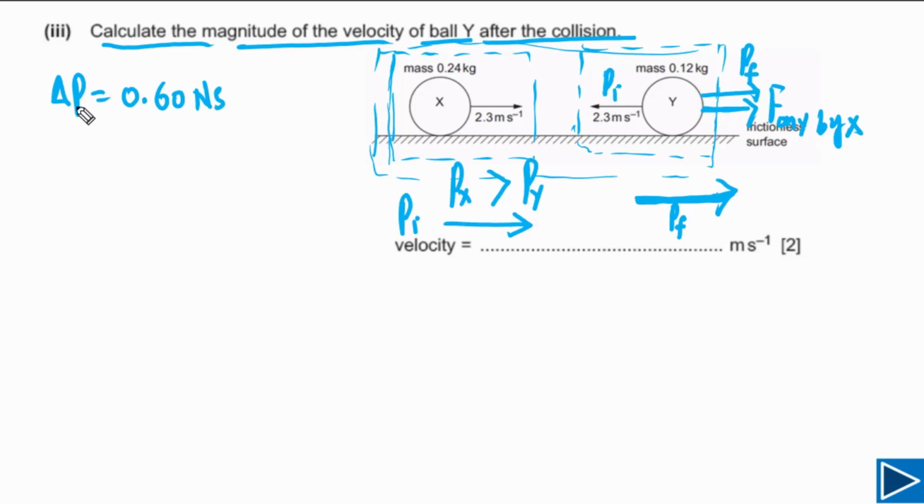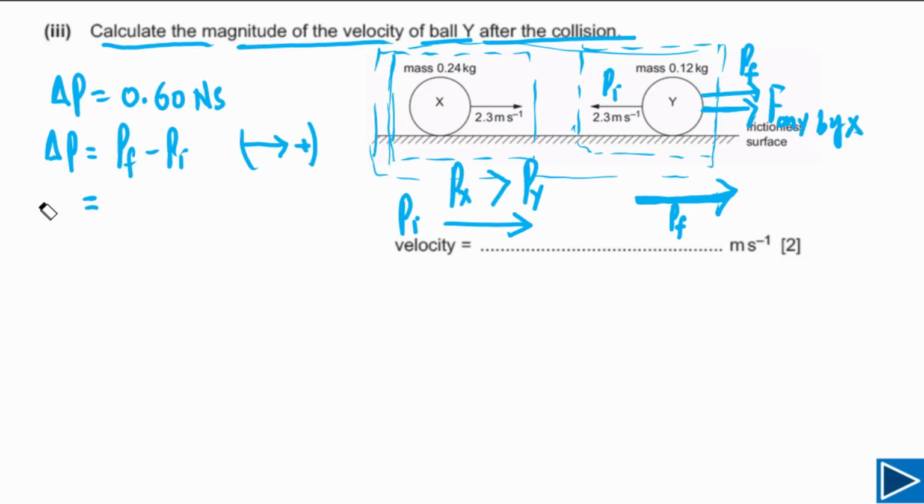Now the question is asking us to calculate the final momentum. So we can write delta P equal to P final minus P initial. P final is to the right, so we have to take one direction as positive. Let's say to the right is positive, so to the left will be negative. Now we need to plug in values. Delta P is equal to 0.60 Newton second.